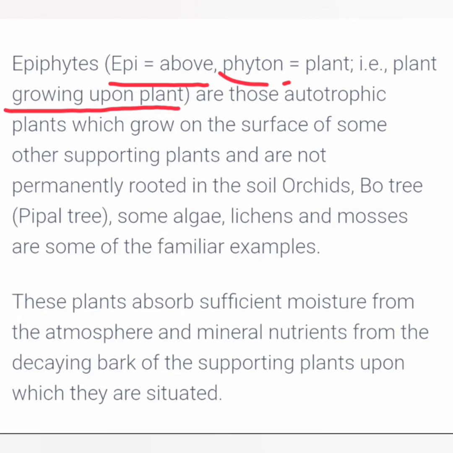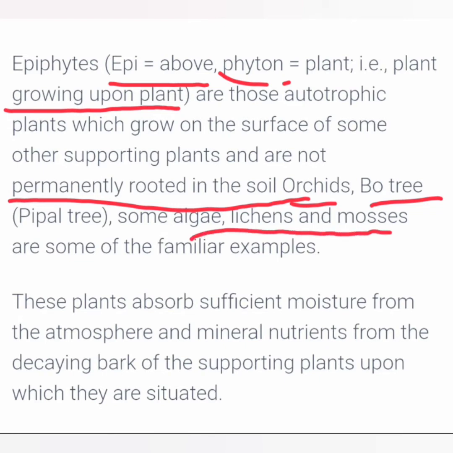Okay, so epiphytes are those autotrophic plants which grow on the surface of some other supporting plants, and they are not permanently rooted in the soil. Some examples are orchids, palm tree, some algae, lichens and mosses. These are some of the best examples of epiphytic plants. So epiphytes are those plants which grow upon other plants.